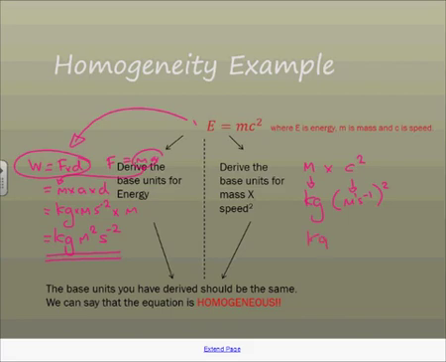So you get kg m squared s to the negative 2 as my total derived unit for the right-hand side. What do you know? These two sides are equal, so we can say that the equation is homogeneous.